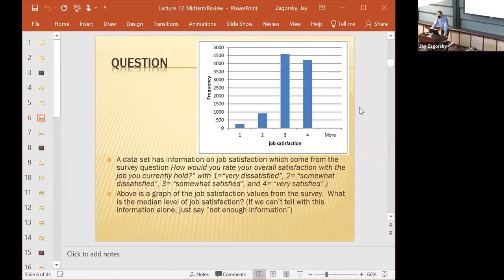What's the median level of job satisfaction? And if we can't tell, say not enough.